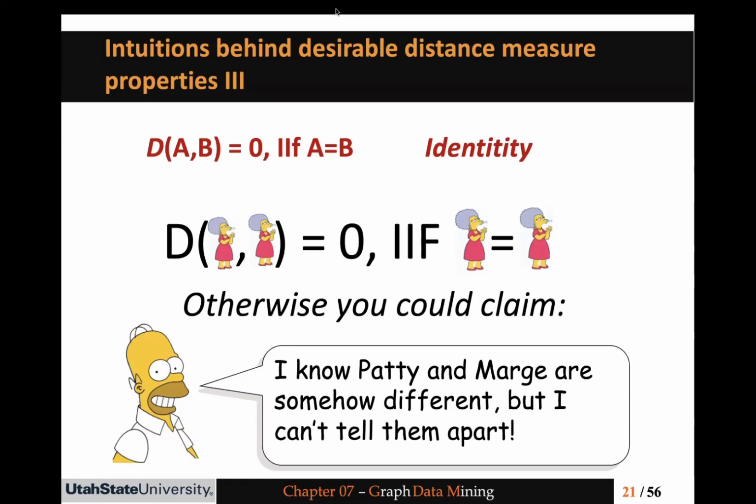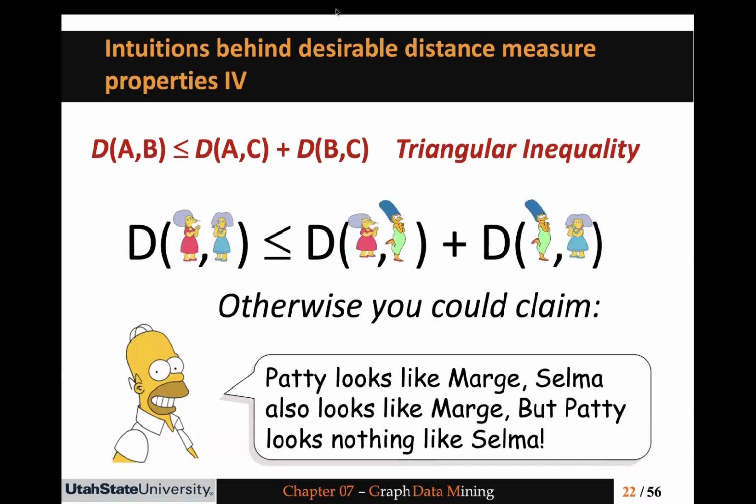So there should not be a distance of 0 between any two different objects which do not have the exact same values in their time series, right? This is known as the identity property of a distance measure.